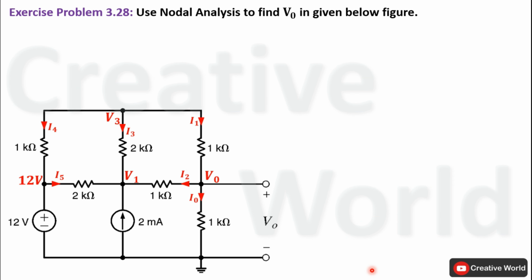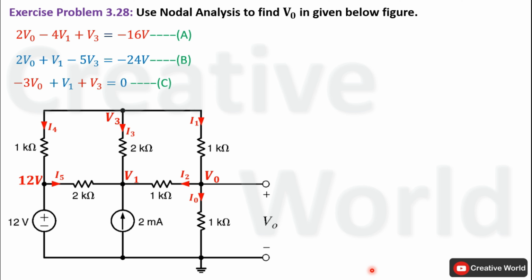Up to this point, we have retrieved three node voltage equations for this network. We will try to solve these equations in order to find out the value of V0. So first of all, we will take equation A as it is and will multiply equation B with 4. The equation will become 8V0 plus 4V1 minus 20V3 equal to minus 96 volt.